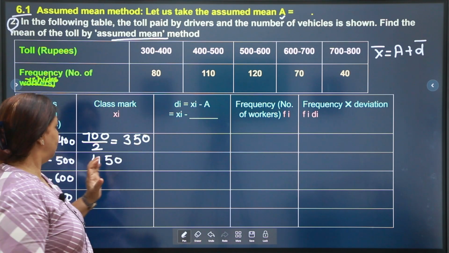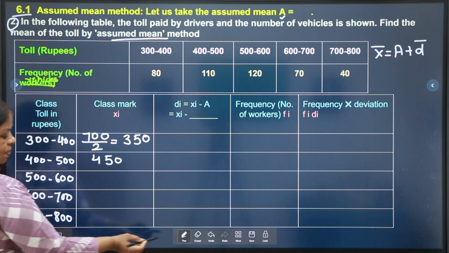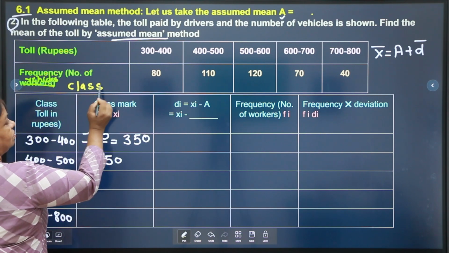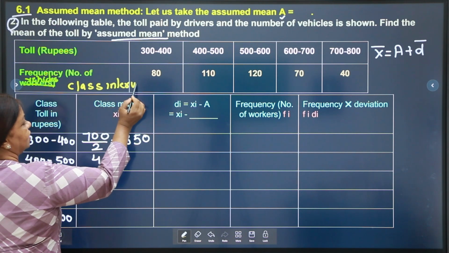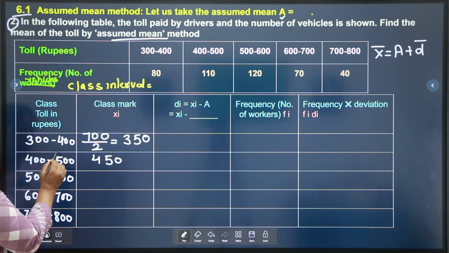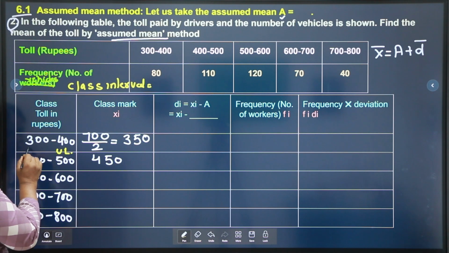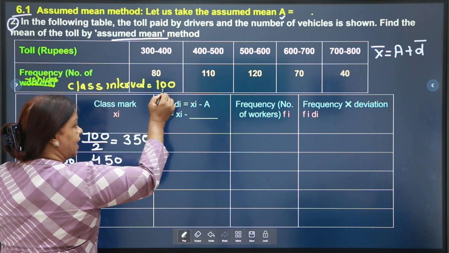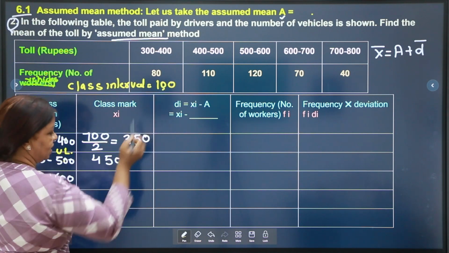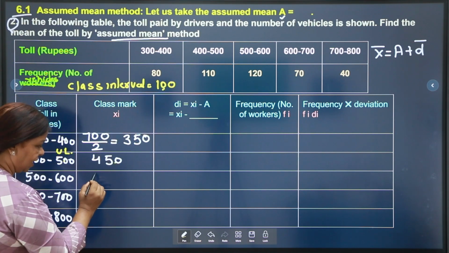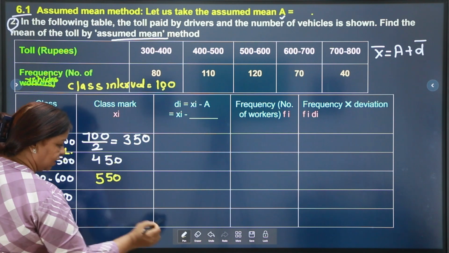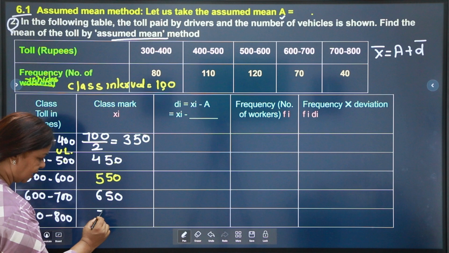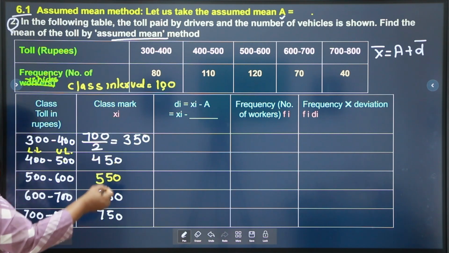See children, here I am finding the class mark for the second class. How am I finding it? I am finding the class interval. What is the class interval? Class interval is upper limit minus the lower limit. 500 minus 400 is 100. And this 100 I am adding here. 350 plus 100, 450. 450 plus 100, 550. Then 550 plus 100, 650. 650 plus 100, 750. So we got the class marks.